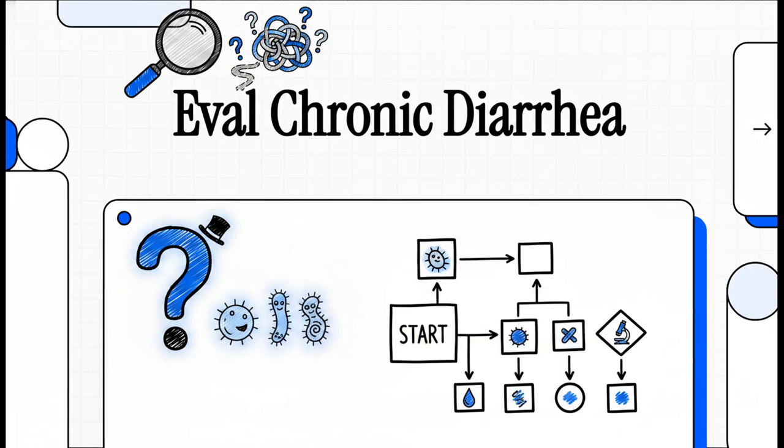Hey everyone, if you've ever felt like diagnosing the root cause of chronic diarrhea is kind of like trying to solve a massive mystery with way too many suspects, you are absolutely in the right place. Today, in this explainer, we're taking the complex clinical algorithm for chronic diarrhea and breaking it down. We're going to turn what can be a really overwhelming diagnostic process into a perfectly solvable step-by-step map. So get ready to sharpen those clinical detective skills.